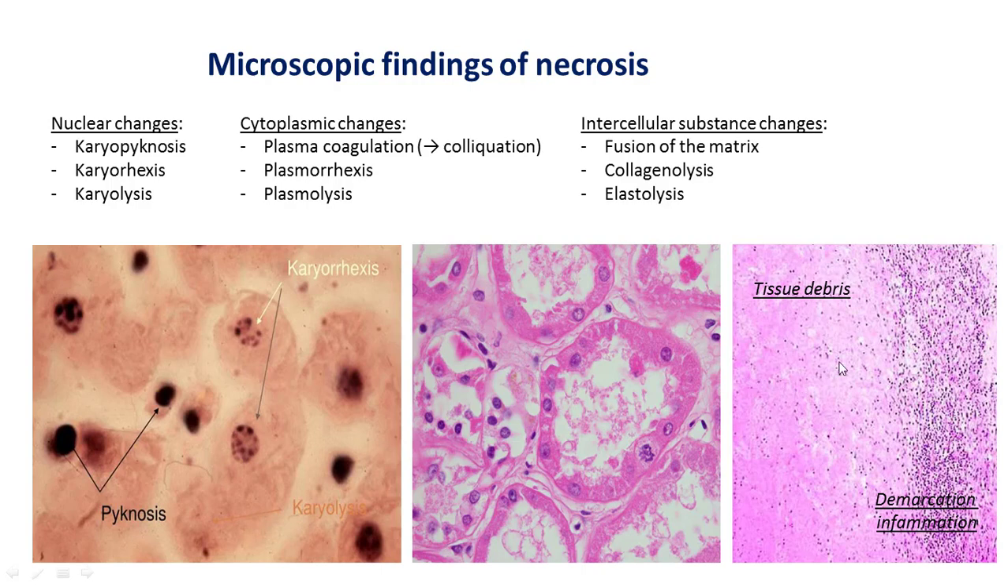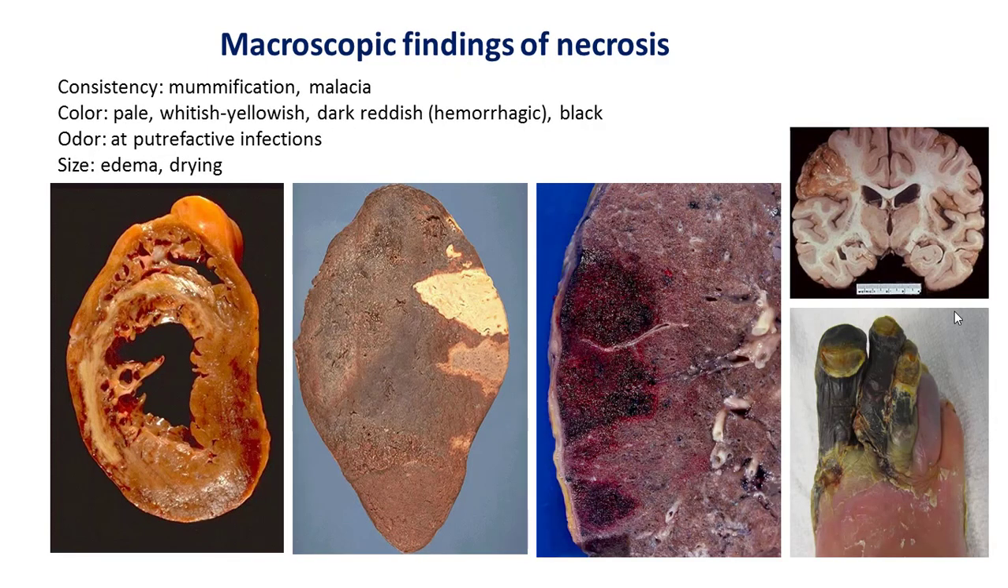Usually the necrotic area, in particular tissue debris, is surrounded by demarcation inflammation. It is a reactive inflammation around the necrotic area. Sometimes we also call it the demarcation line. The macroscopic findings at necrosis are also typical. In particular, we can find changes in organ consistency, color, odor, and size. The organ could undergo mummification or malacia.